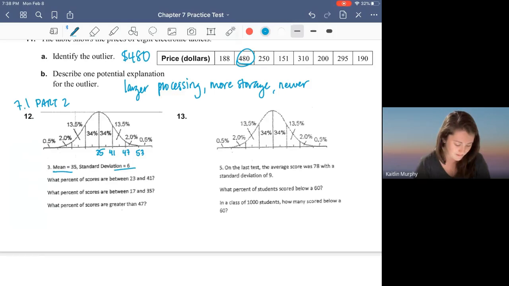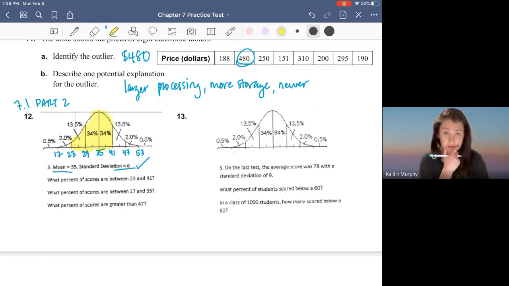And then I need to go down also. So that's 29, 23, and 17. Perfect. So I got that all labeled up. What percent of scores are between 23 and 41? So between 23 and 41 is all of this stuff right in there. That's between 23 and 41.